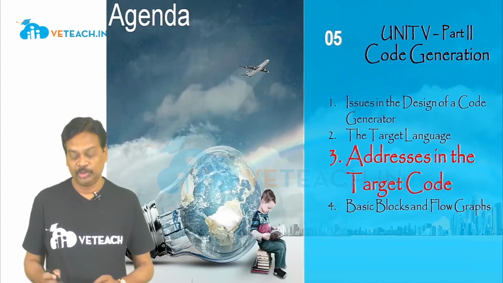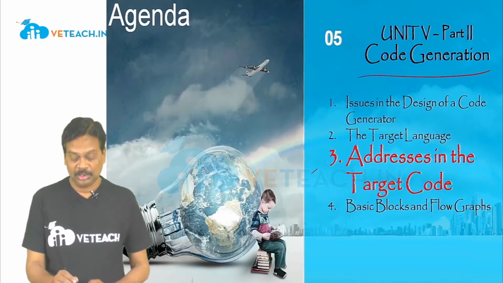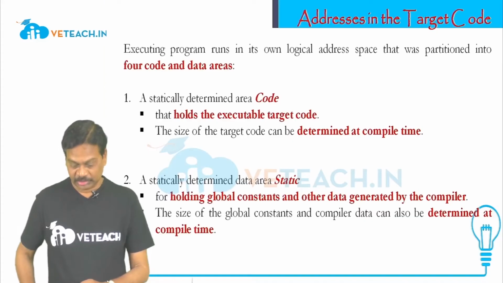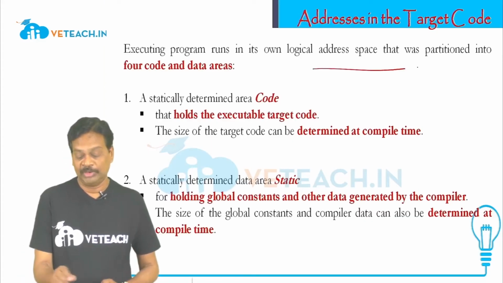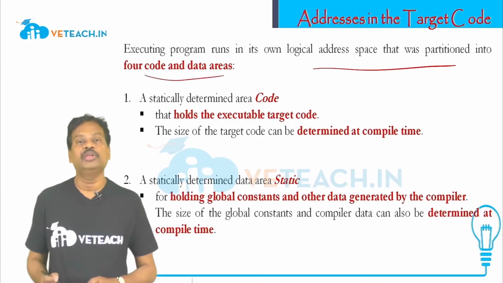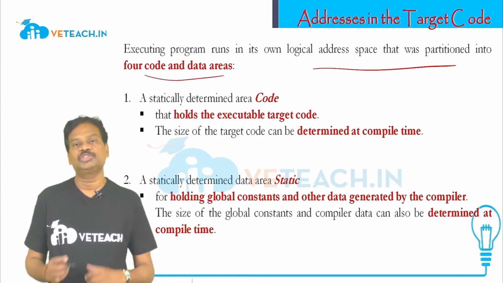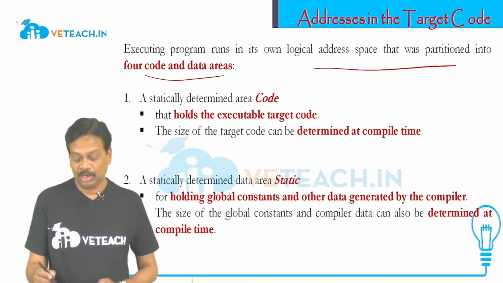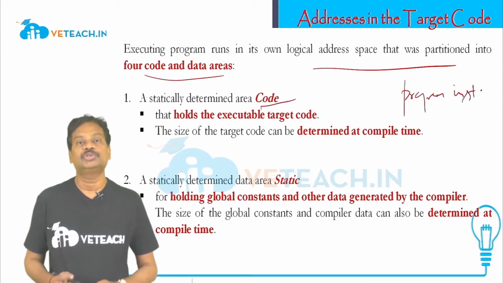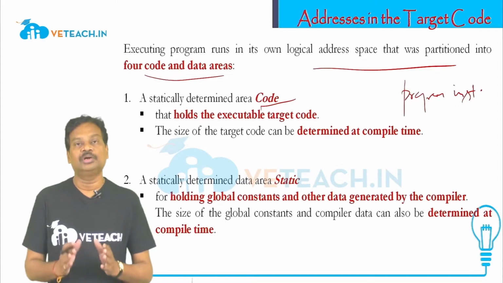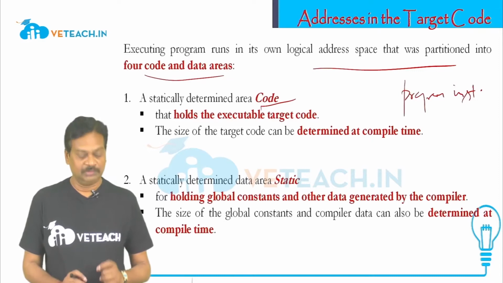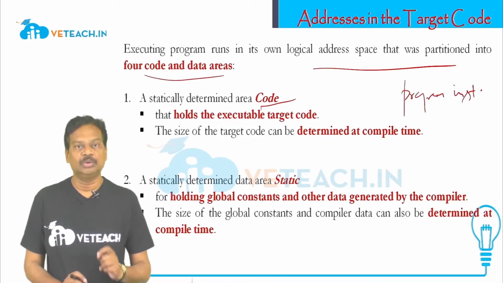Today in this video we are going to discuss the addresses in the target code in the code generation phase. Generally our memory space is partitioned into code area and data area, as we have already discussed. We keep all program instructions in the code memory. All your programs, or the code, will be stored in the area called the code memory, which is the statically determined area.